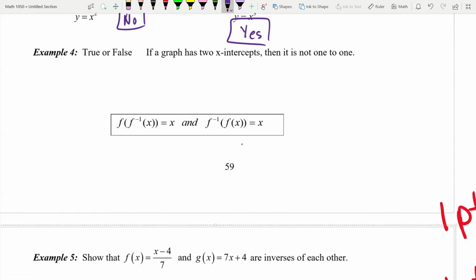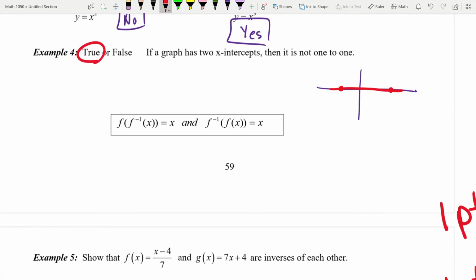Don't shout out. Okay, look right here. Here's your xy axis. Here's an x-intercept. Here's an x-intercept. The graph goes, who knows, around those points. Is that 1 to 1? Talk to me. Yes or no? No, because if I draw a line right there, I just hit it twice. So if a graph has 2 x-intercepts, then it's not 1 to 1. That is a true statement.